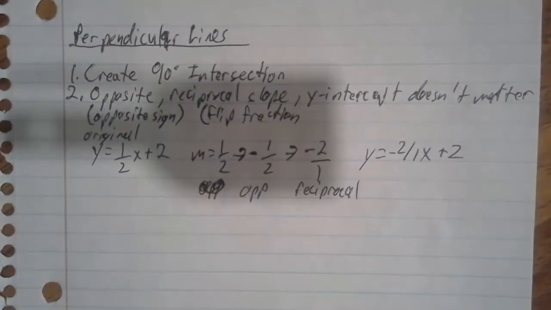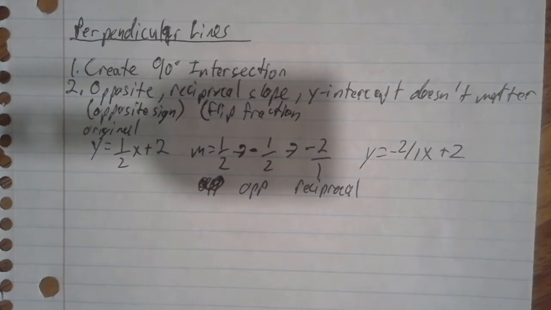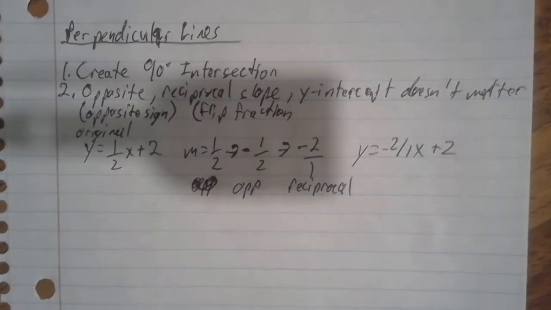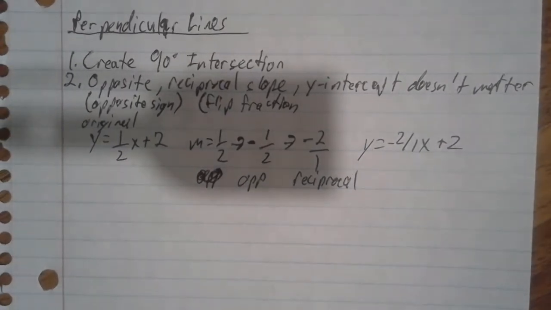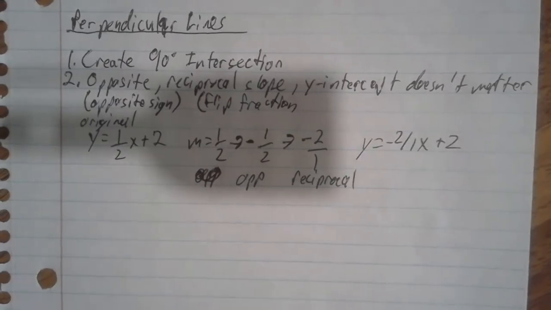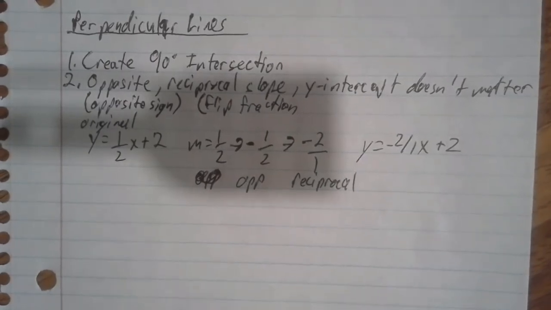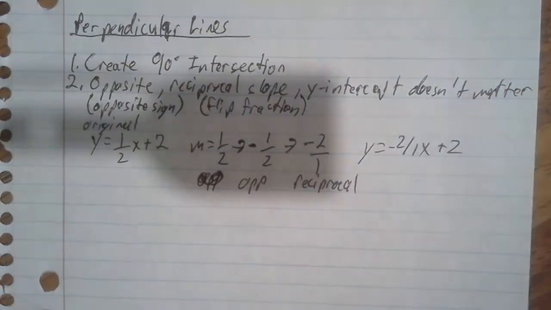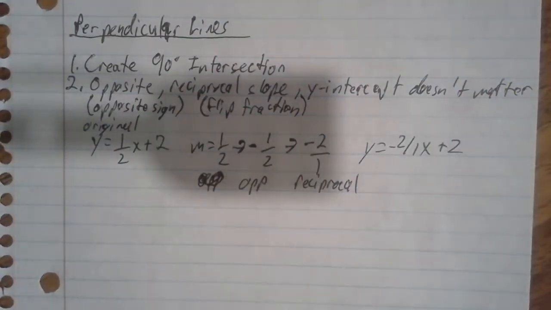So now let's talk about perpendicular lines. Perpendicular lines create a 90-degree intersection. So it's like a four-way stop. And they have an opposite reciprocal slope. And the y-intercept doesn't really matter. We can pick any y-intercept. It's the slope that has to change.